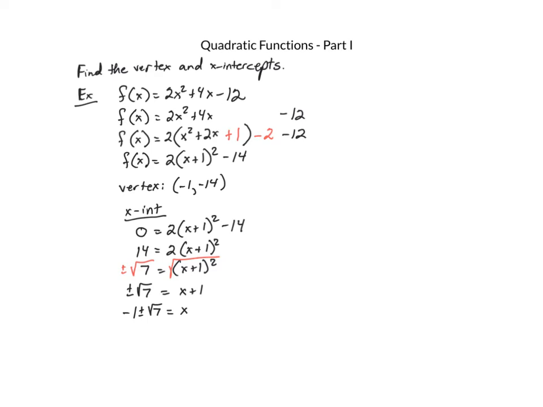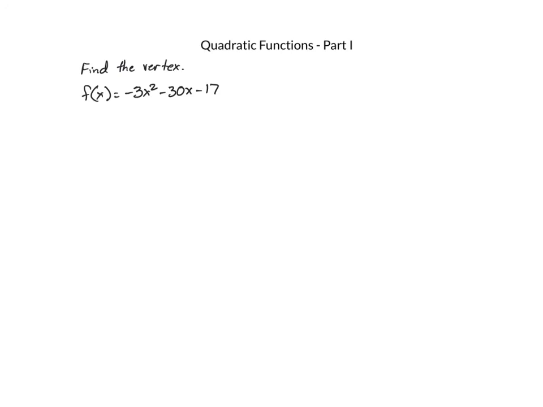So let's move on. Our function is f of x equals -3x squared minus 30x minus 17. And this time let's just focus on finding the vertex. We have found the x-intercepts on a number of problems. Notice it is not in vertex form. So let's transform it into vertex form. Start by sliding that -17 over. So we have f of x equals -3x squared minus 30x minus 17.